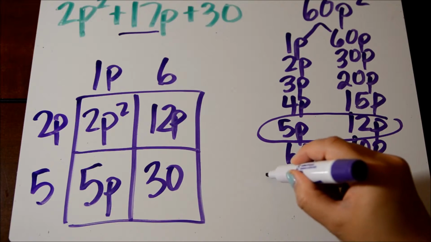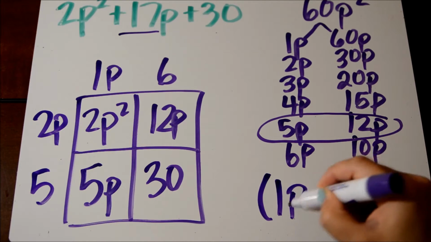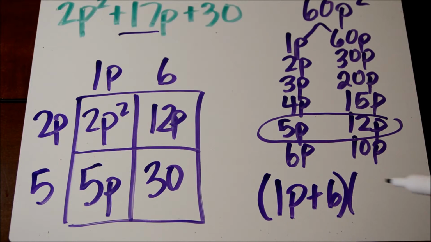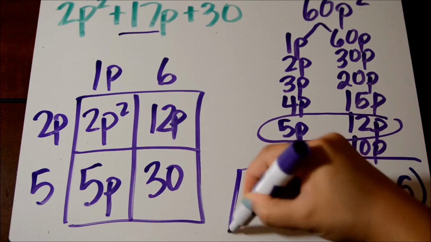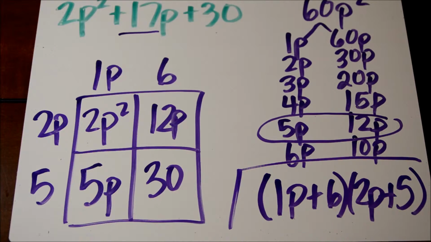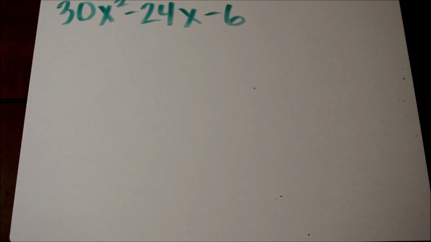So our factors are 1p plus 6 and 2p plus 5. And that would be our trinomial completely factored. Let's do one more example.